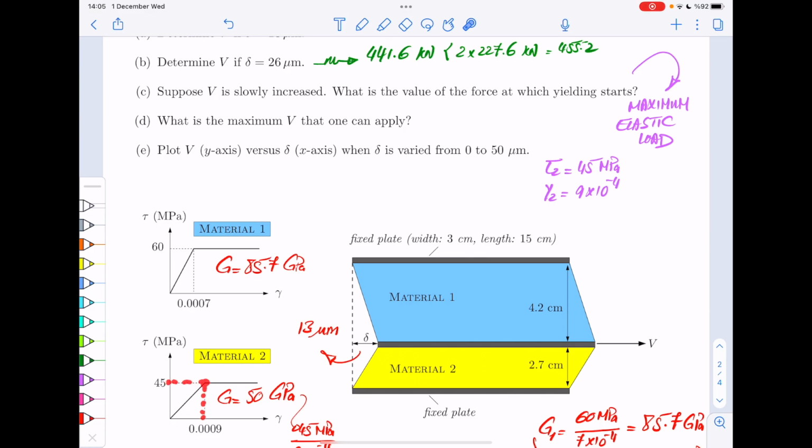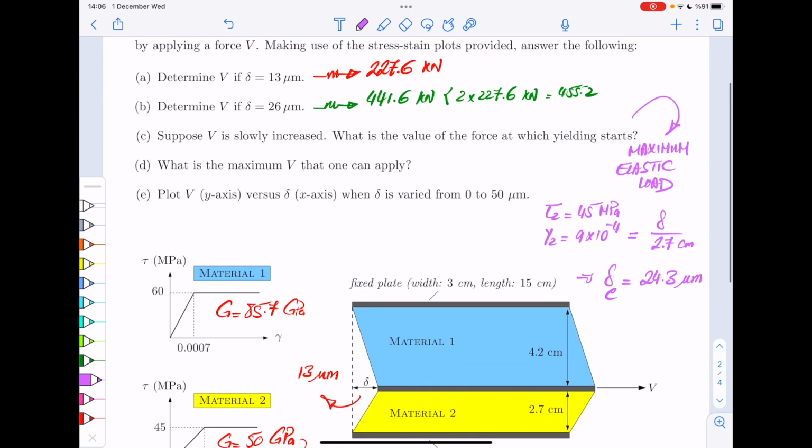Okay, so what we want is to have this shear strain as delta divided by height of the second material, right? So we are looking for this delta. What is this delta that this thing starts? Okay, so this would be delta divided by 2.7 centimeters, and then from this you can calculate delta to be 224.3 micrometers. And we call this delta elastic. Okay, so which makes perfect sense.